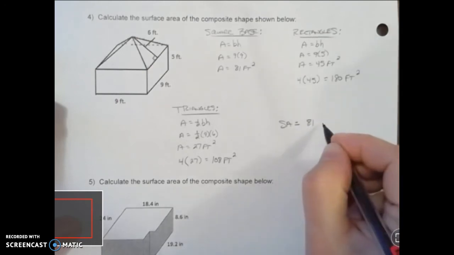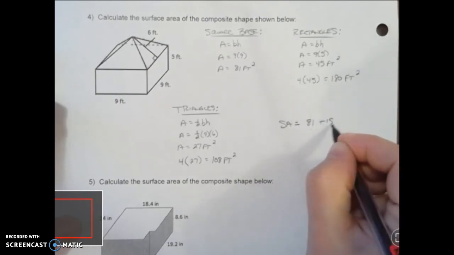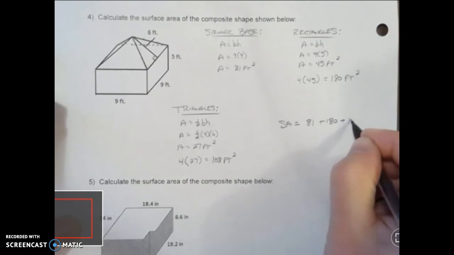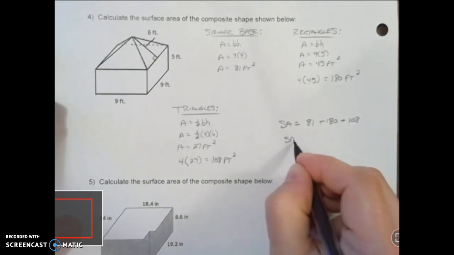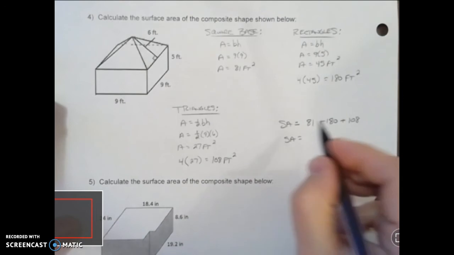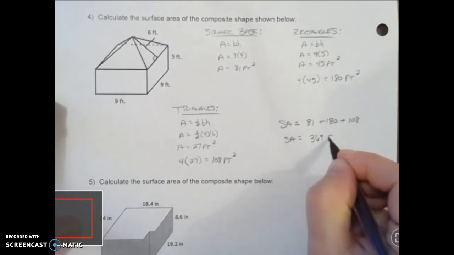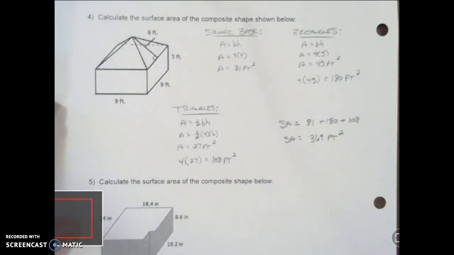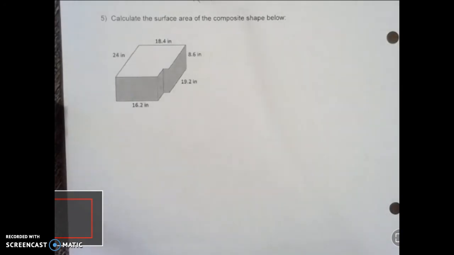We have 81 for the square base, 180 for the rectangles, 108 for the triangles, which is going to give us a total surface area of 369 square feet.